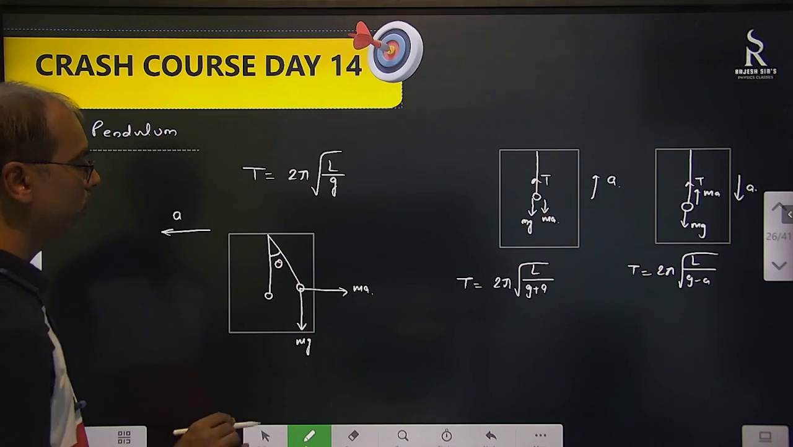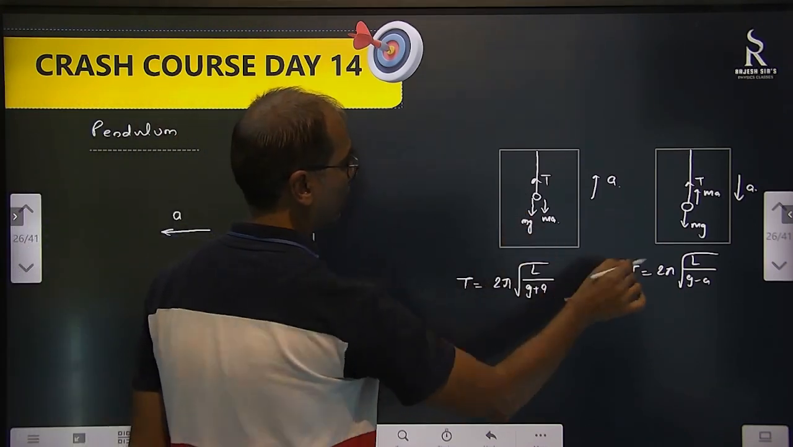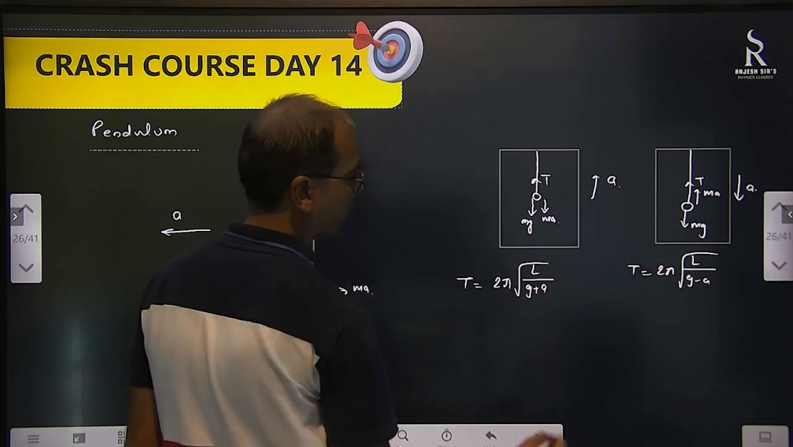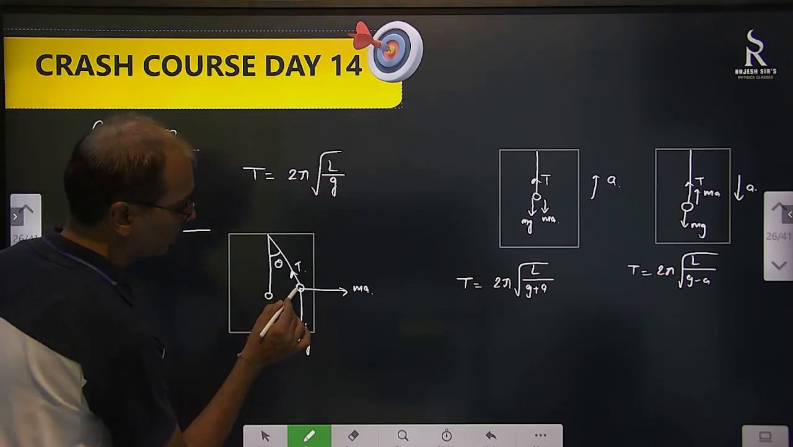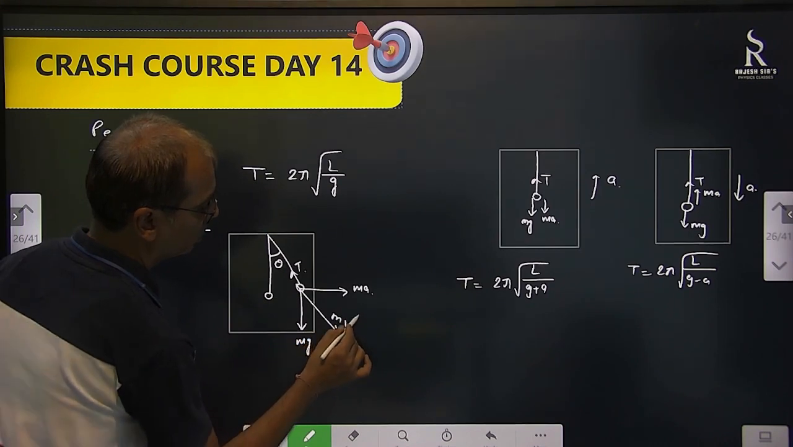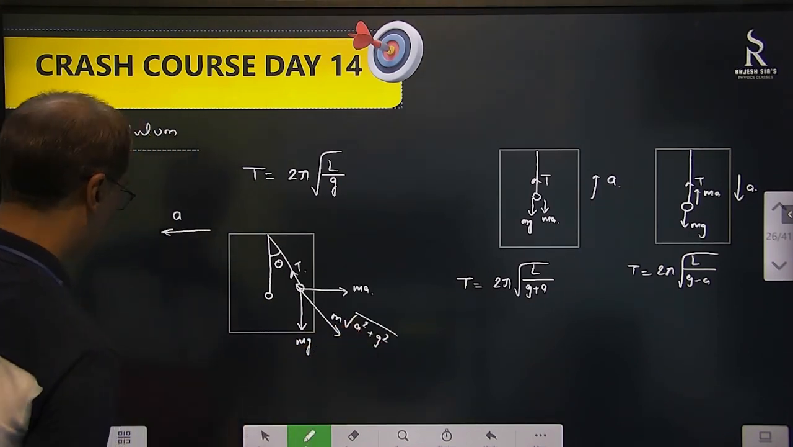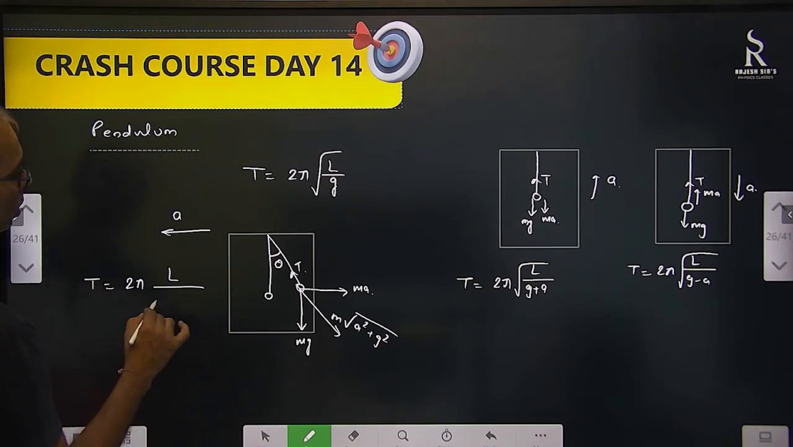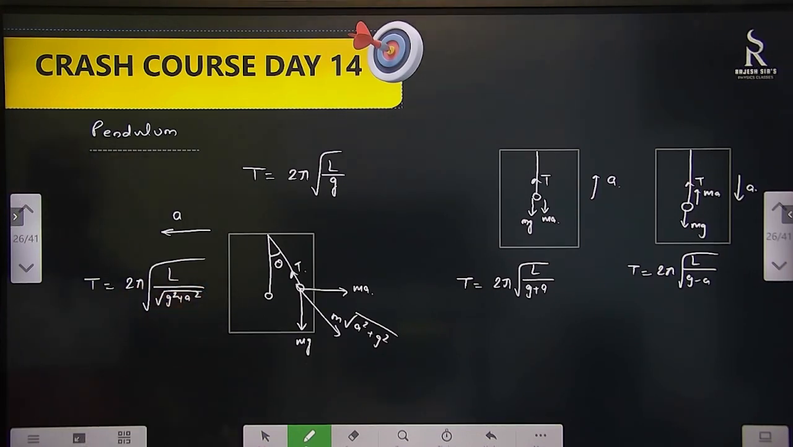Okay, but what we have to do is find the tension value. As I told you, here the tension value is mg plus ma, there the tension value is mg minus ma. So that only you are writing, the acceleration part. Here also the same. What is the tension value? It's m root over (a square plus g square). So what will the time period be? The time period will be 2 pi root over L by root over (g square plus a square). This will be the time period.